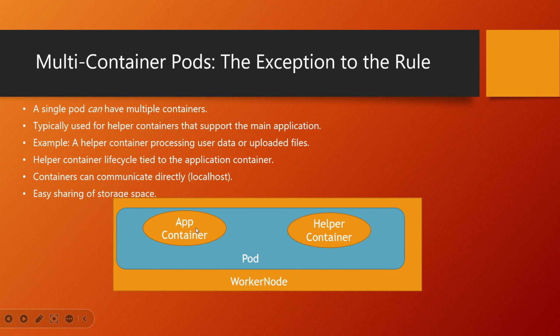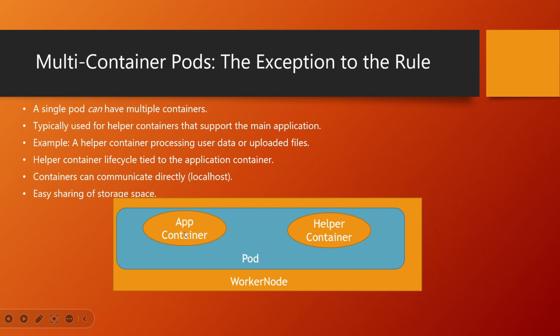If they are related and they want to process some data or get some data from the app container, in that case, it is going to be a helpful use case, right? A helper container processing user data or uploaded files. The helper container's lifecycle is tied to the application container, right? If your application container dies, then automatically your helper container will not exist and will also die. So they both are related to each other.